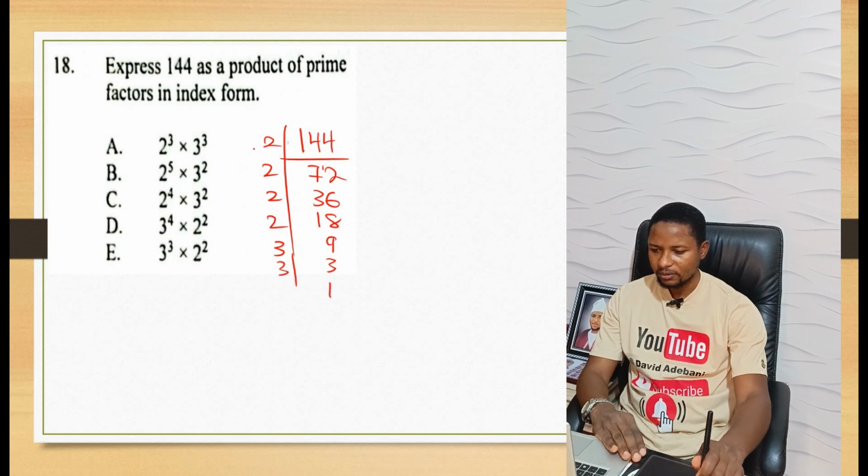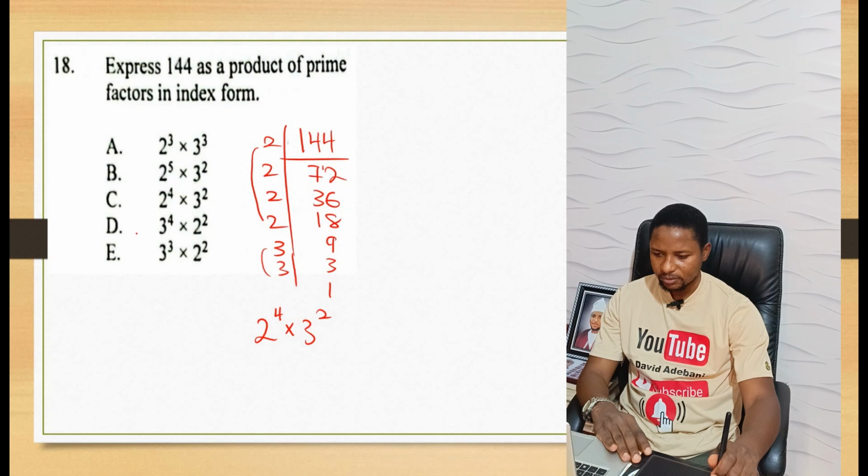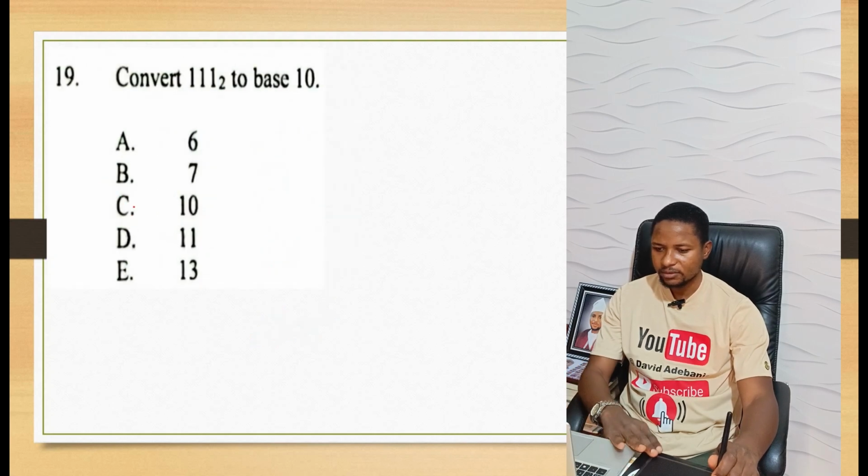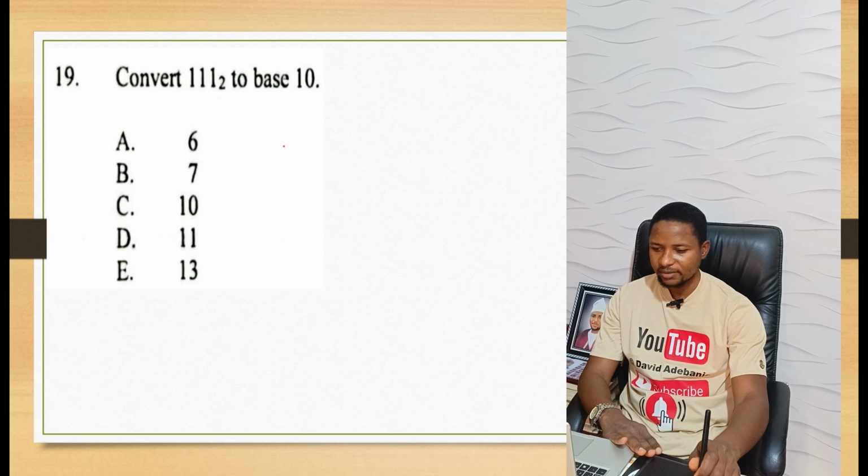And therefore, you notice 2 appears how many times? 4 times. So you have 2 raised to the power 4. And 3 appears how many times? 3 raised to the power 2. So 2 raised to the power 4, 3 raised to the power 2. Option B. Moving on to question 19 rather.